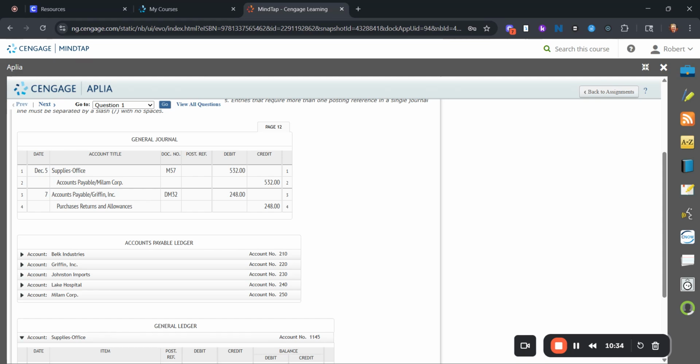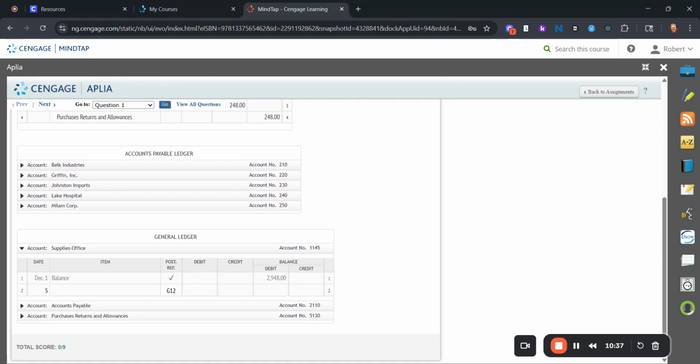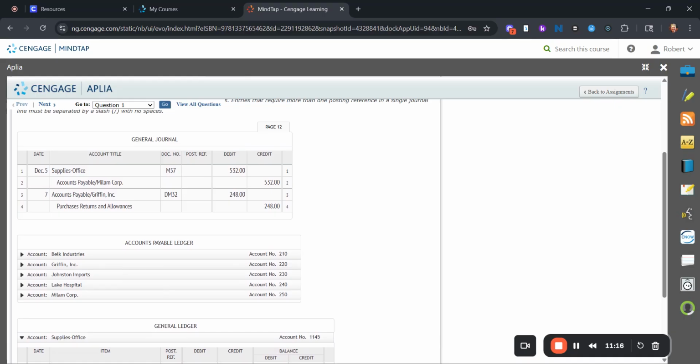So now there's a debit entry of 532. So the previous balance was a debit balance. So let's add those two together then. 2948 plus 532, 3,480 for our new debit balance. And the last step is we have the account number for office supplies, 1145. So we'll put that back up here on the journal like that.